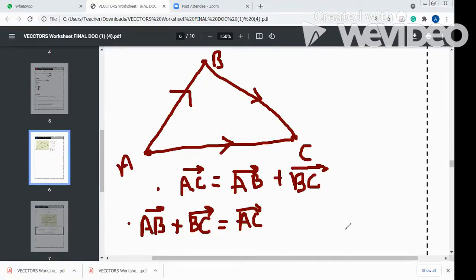All right. Now let us create two new formulas. Suppose I want to make AB the subject.